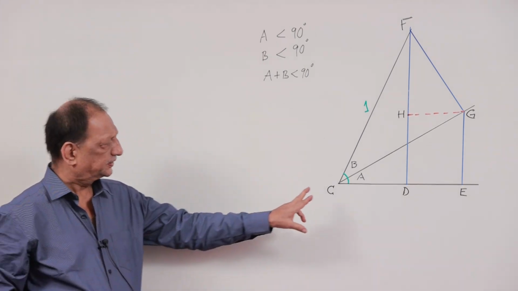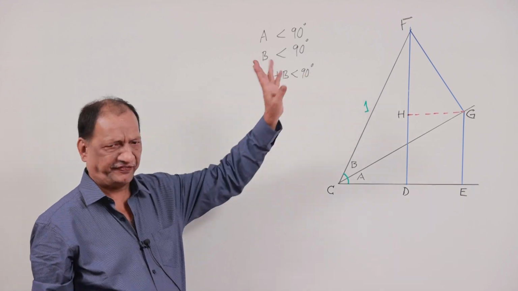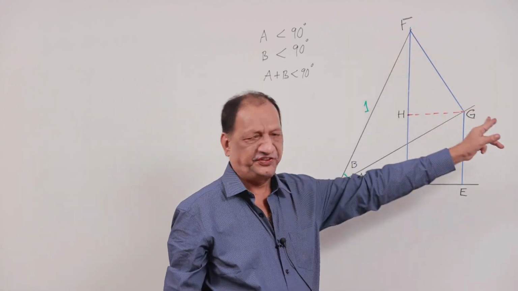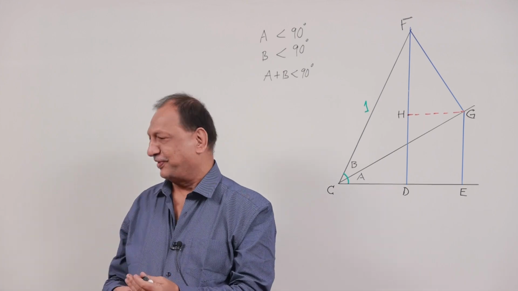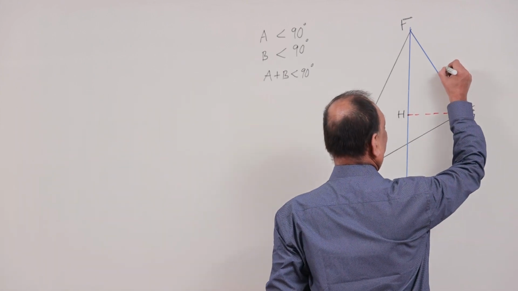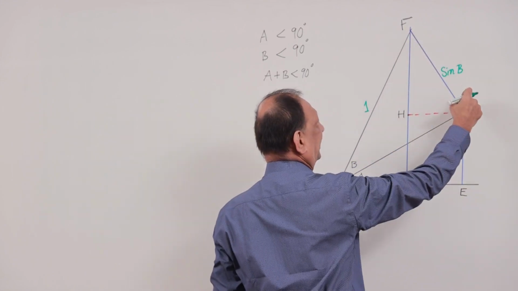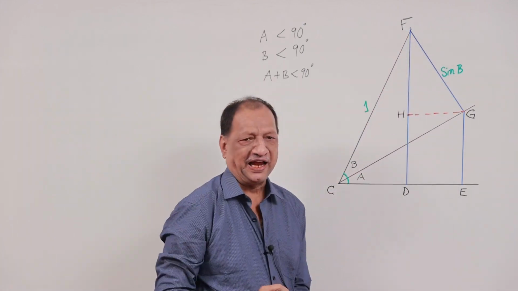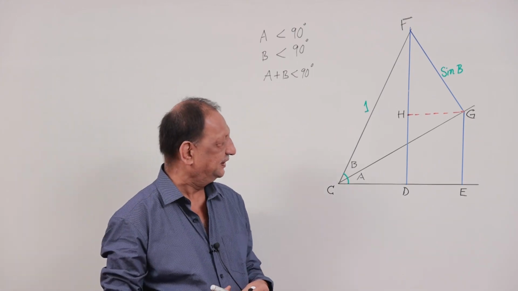Now, let's come back to our original thought. I have assumed the hypotenuse CF as one unit, which means the opposite side FG must be equal to sin B. I can write the value there straight away. Correct, no? Opposite side is equal to hypotenuse multiplied by sine of the angle. Hypotenuse is 1, so that value is sin B itself.